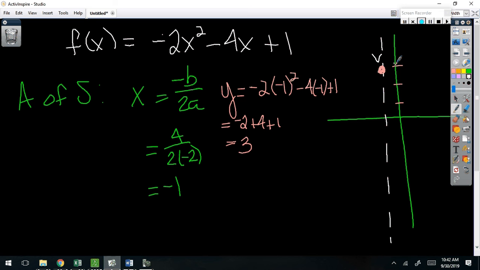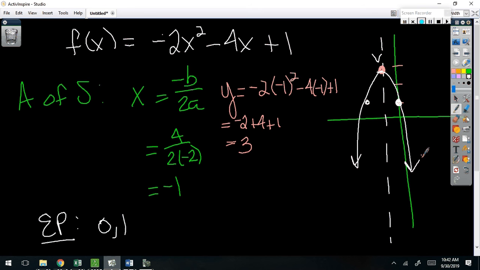Good job, y'all. All right, my easy point. I'm going to use the y-intercept. I'm going to use 1. So 0, 1 is a great easy point. And then what do I do? Reflect it and connect it. What is your domain? What is the range?